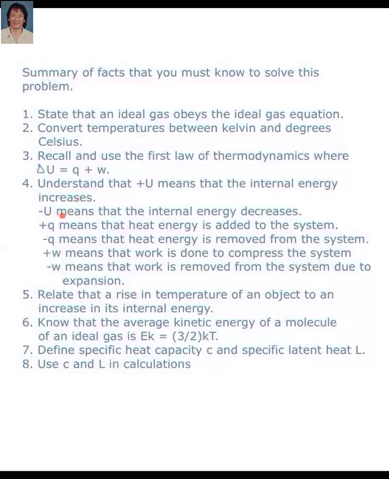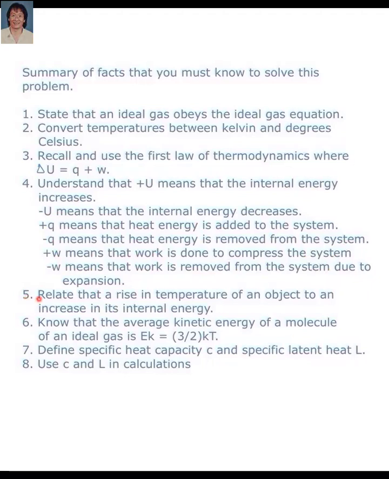Negative delta U represents that the internal energy decreases. Plus Q means that heat energy is added to the system. Minus Q means that heat energy is removed from the system. Plus W means that work is done to compress the system. Minus W means that work is done by the system due to expansion.